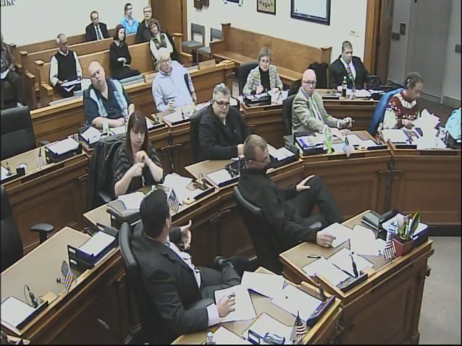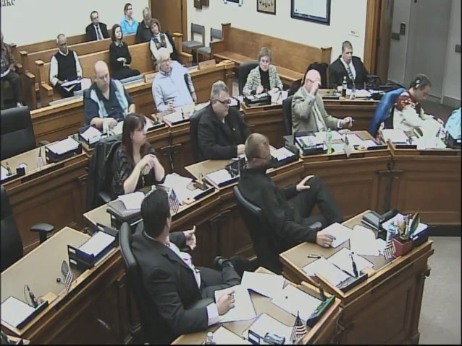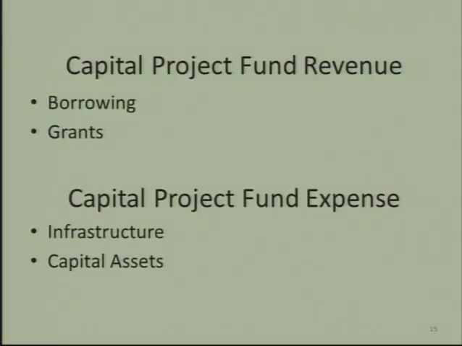Capital Improvement will make a recommendation, and council ultimately. Capital Improvement Commission. Thanks. Capital Project Fund revenue: it's either we're out borrowing money, or we're receiving grants for certain projects. And the expense side is really the infrastructure or things that we are building, or the capital assets that we are buying.